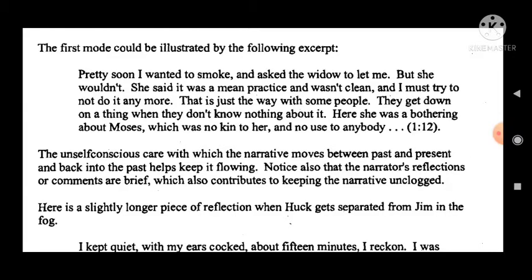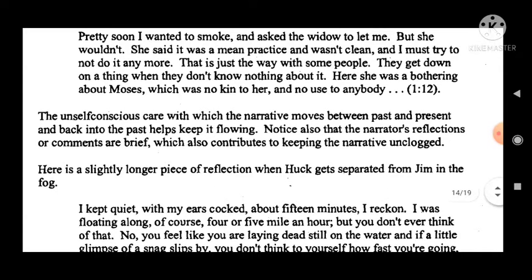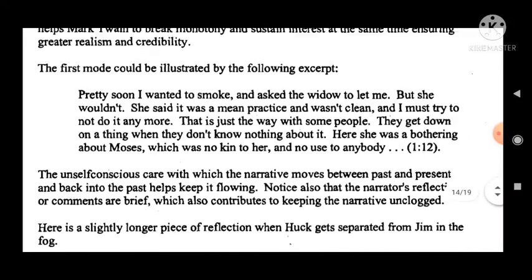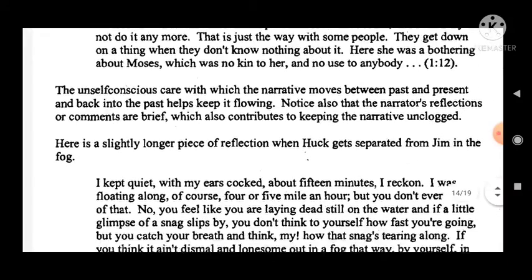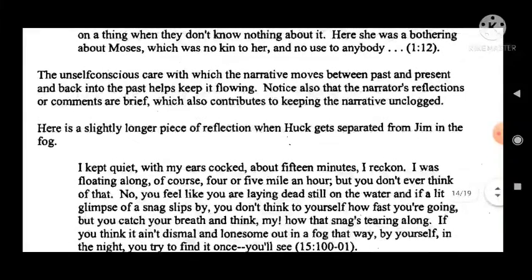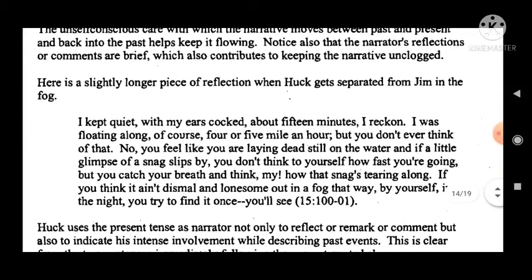The unselfconscious ease with which the narrative moves between the past and present and back into the past helps keep it flowing. Notice also that the narrator's reflections or comments are brief, which also contributes to keeping the narrative unclogged. Here is a slightly longer piece of reflection when Huck gets separated from Jim in the fog.